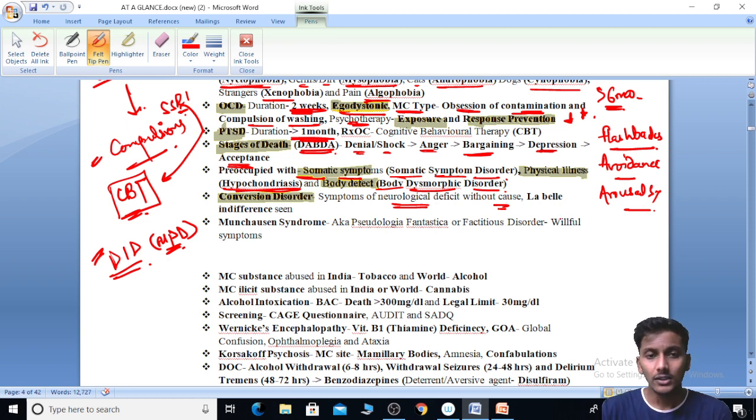And in this, the patient would experience labile indifference. The patient would experience labile indifference. Now the patient, he or she, does not have any concern about the symptoms. Though he is suffering from some neurological deficit, there is no significance for him of these symptoms, okay? He is totally not concerned about these symptoms, and this is what is known as labile indifference.